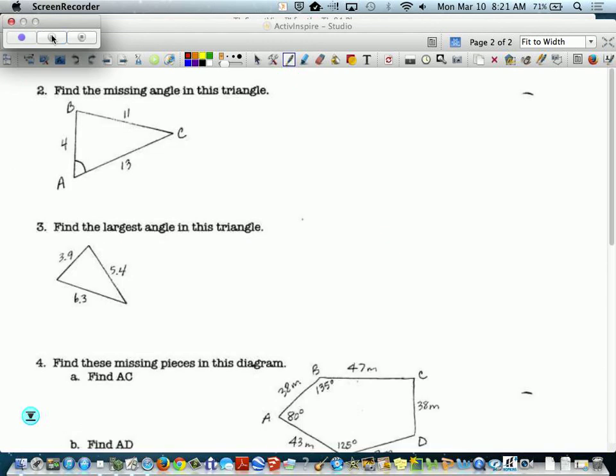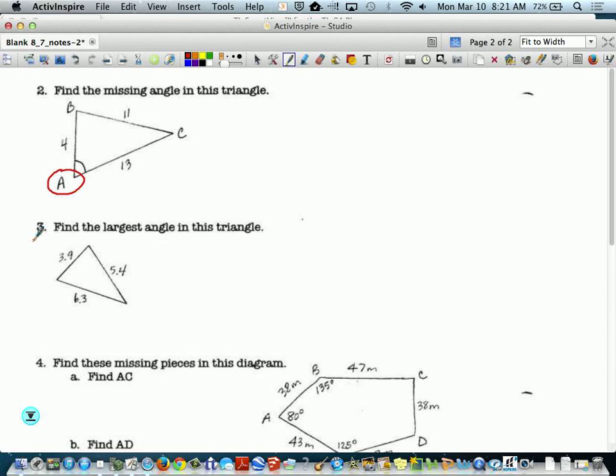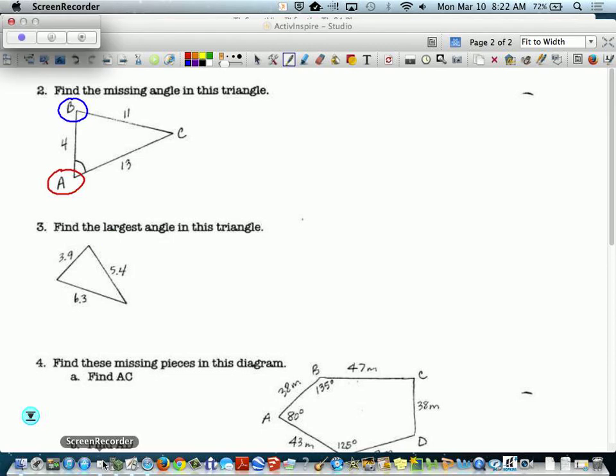So number 2, it says find the missing angle. So they're marking angle A. What angle should you find in this triangle? The largest angle. We should find angle B. How do I know angle B is the largest? Because it's opposite the biggest side. It's opposite the 13, which is the largest side. So I'm going to find angle B to make sure that when I find angle A, we're all right.